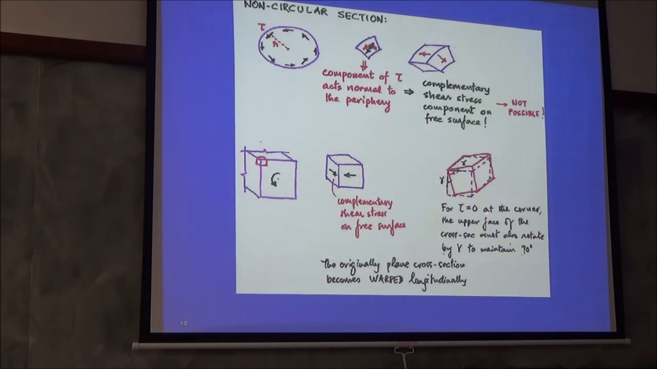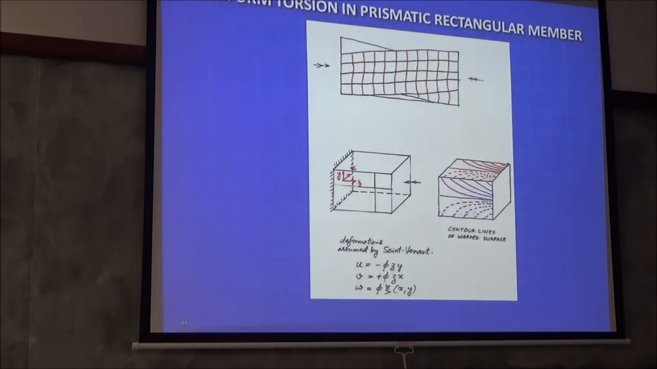So for tau equal to 0 at the corner, the upper face of the cross section must also rotate by gamma to maintain 90 degrees. So this is probably what you meant by rigid rotation. I wanted you to explain what you mean by rigid rotation. So the original plane cross section becomes warped longitudinally. Please read this. You will have to think a lot and understand a lot to figure out why at the corners you will not get stress.